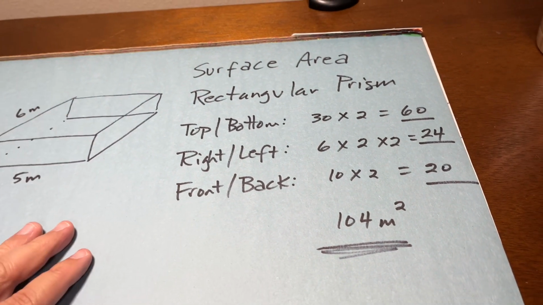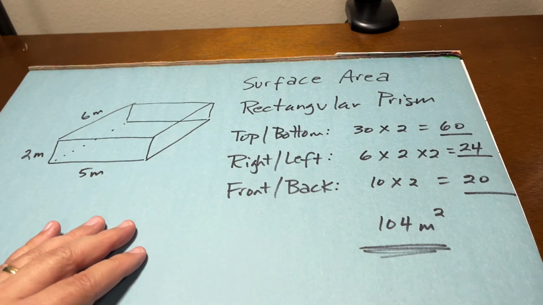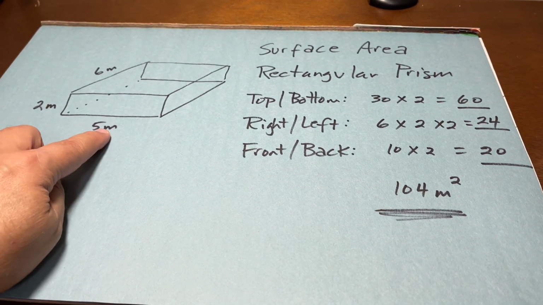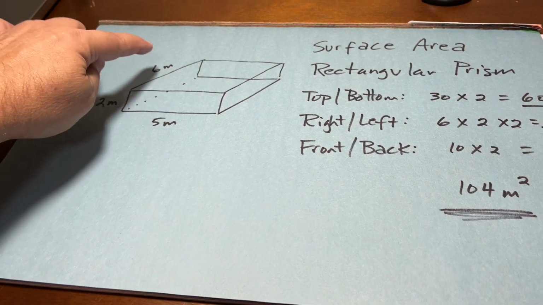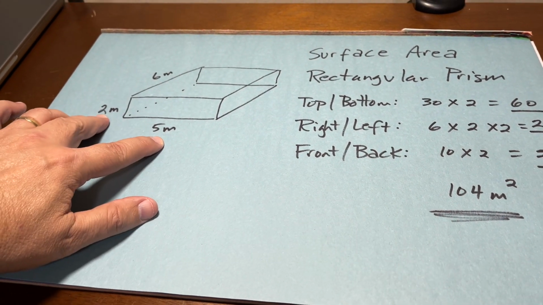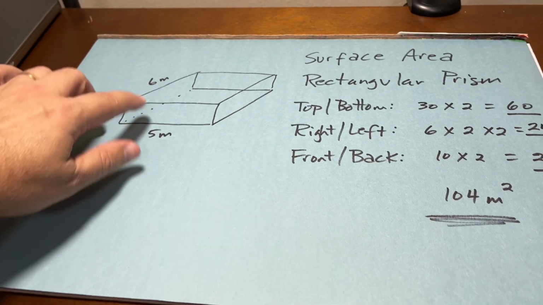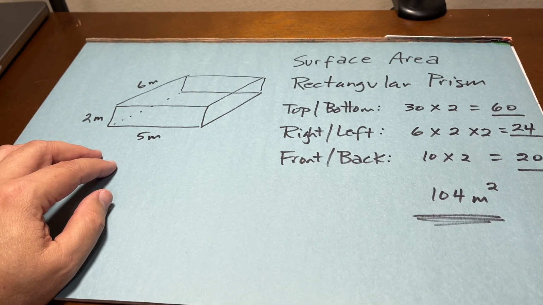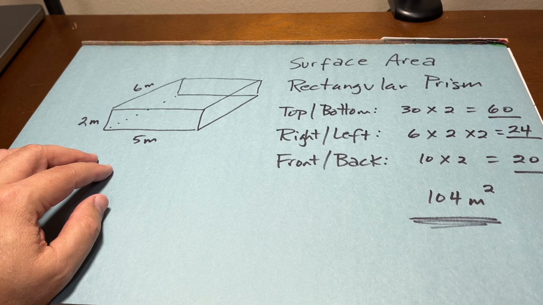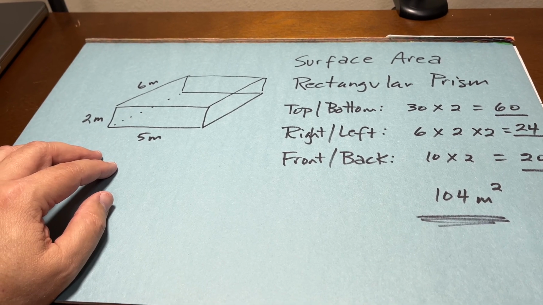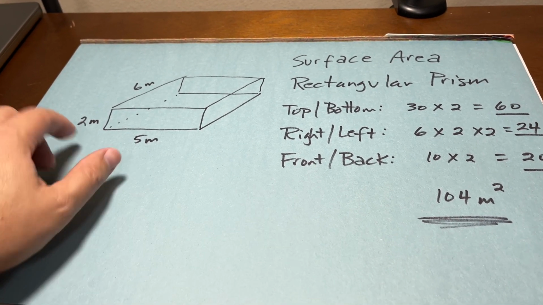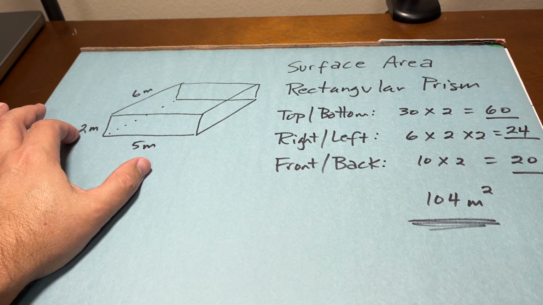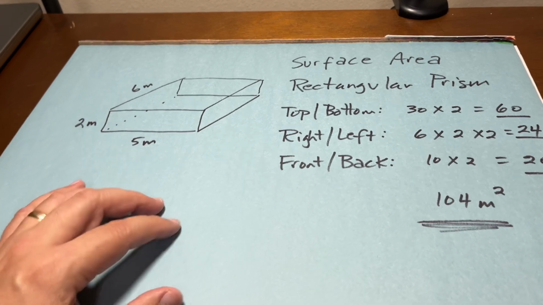So we're just finding the surface area of the sides. For a minute there, I was thinking about volume. If we're finding the volume, it would just be 5 times 2 times 6. So the volume is 10 times 6, which is 60, and that would be 60 cubic meters. That would be 60 cubes that are 1 meter by 1 meter by 1 meter. So the volume is just length times width times height, and it's much easier to calculate.